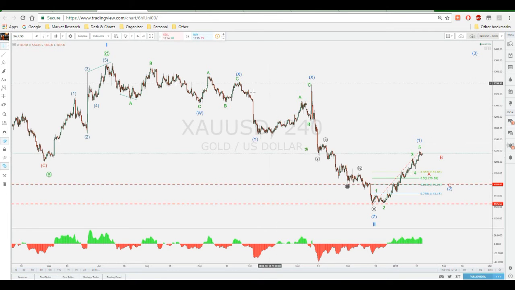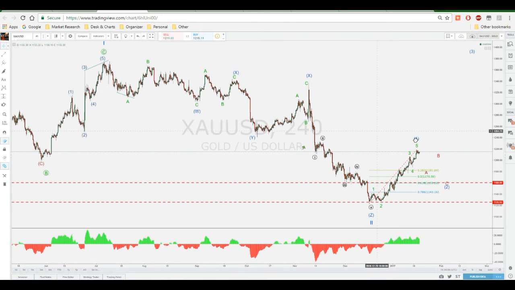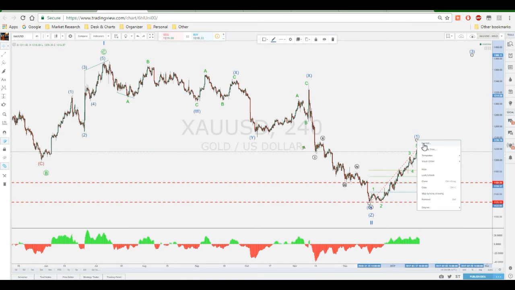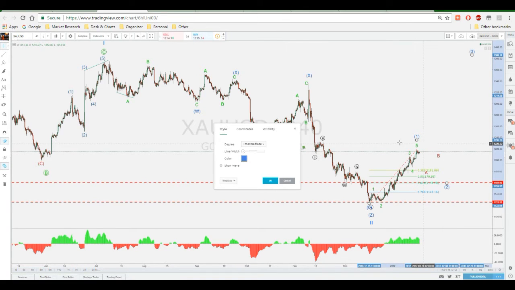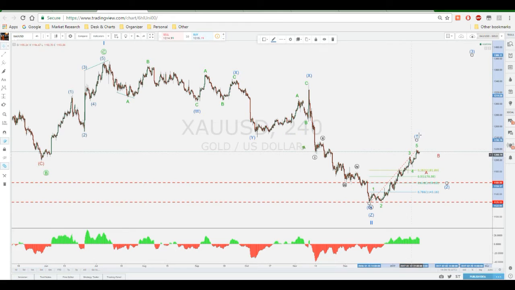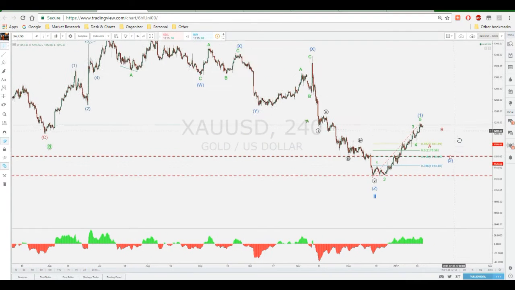Now, if I go back on the chart here, you actually see that I mapped it out as an intermediate. Within this, I'm expecting a corrective ABC for completing a second corrective wave, and then shooting on the upside and completing.